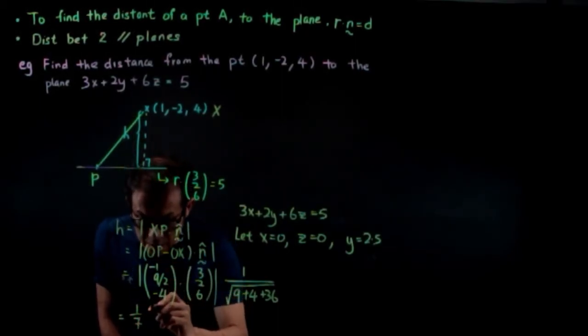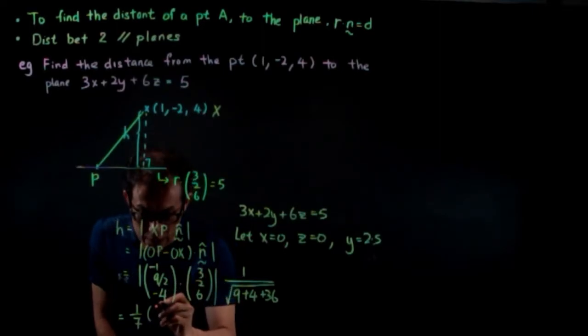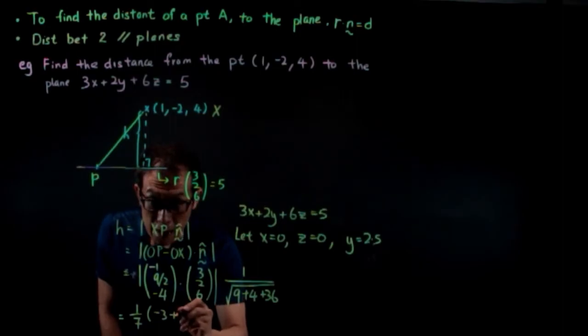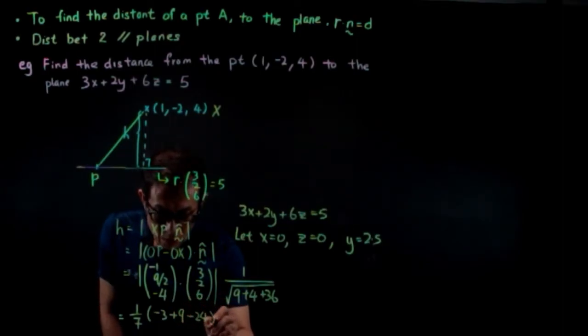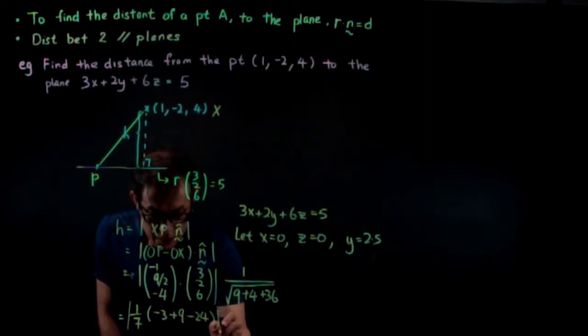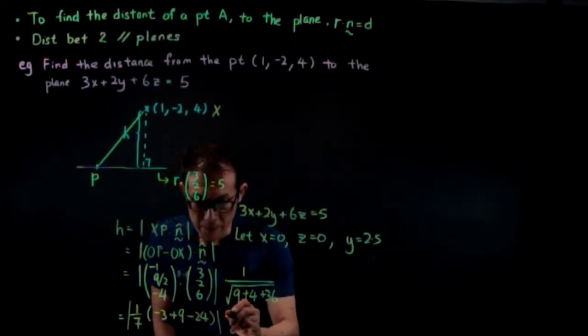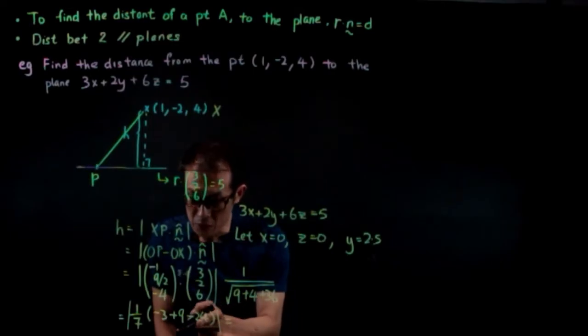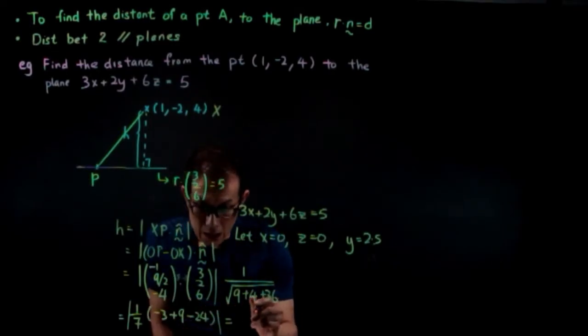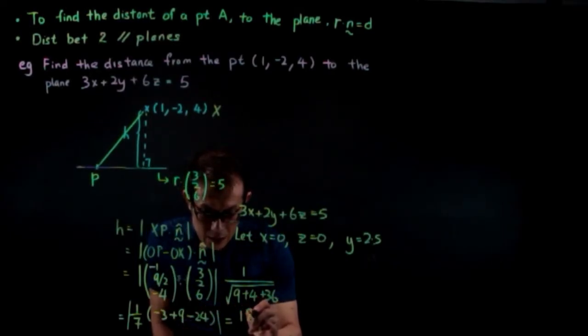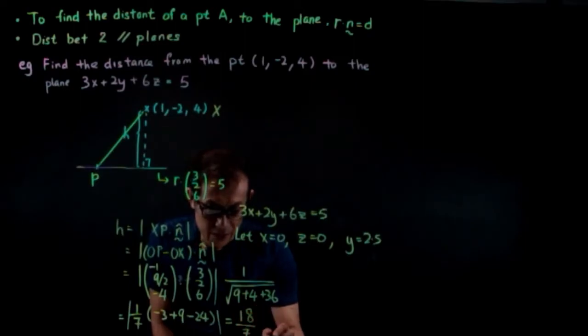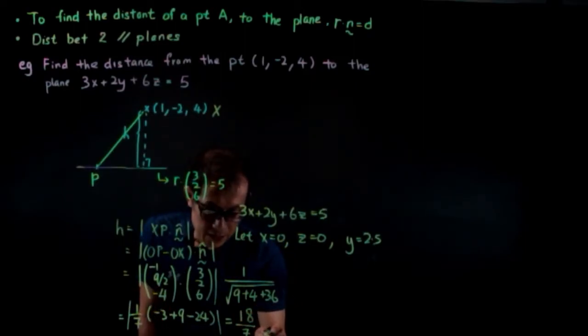Then when you do this dot product, what is the answer? This is minus 3 plus 9 minus 24. You're supposed to take the modulus of this. Then that will give you 18 over 7. So that is the answer.